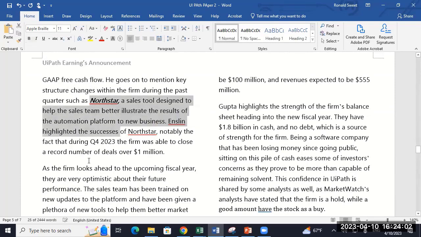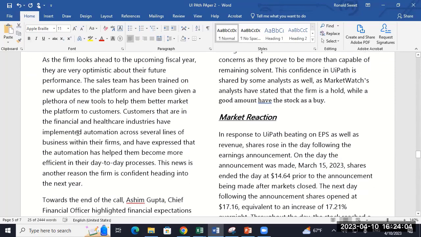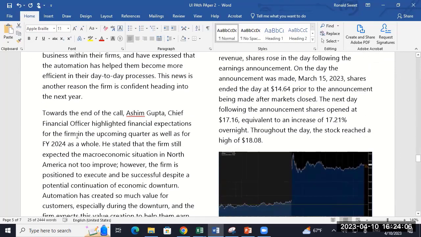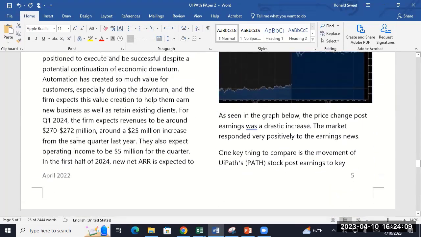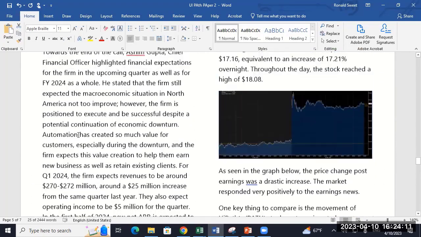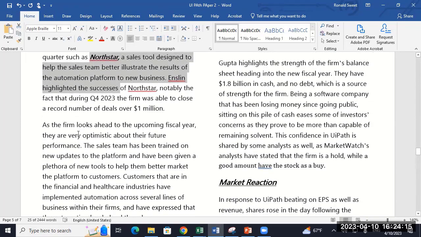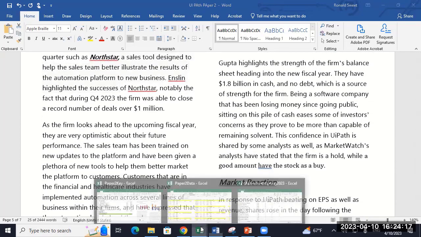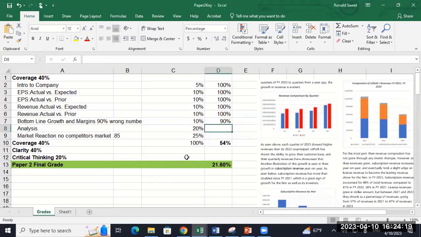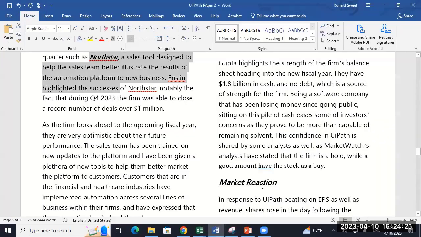So it looks like he's got some good discussion. I'm not going to go through it all in detail here. Looks pretty good. I'd probably say somewhere in the 90 to 100% range on that. I'll do 95 just because I don't have time to read it in detail today.